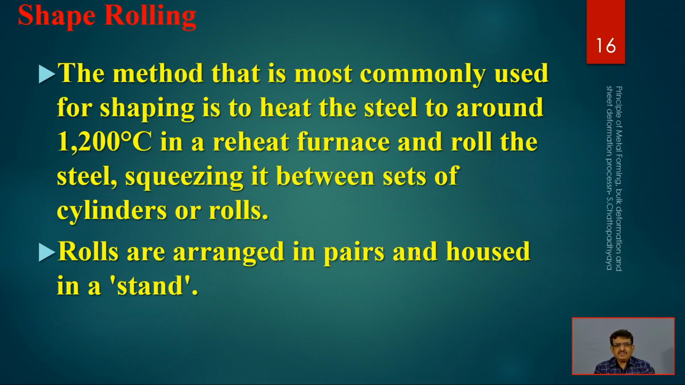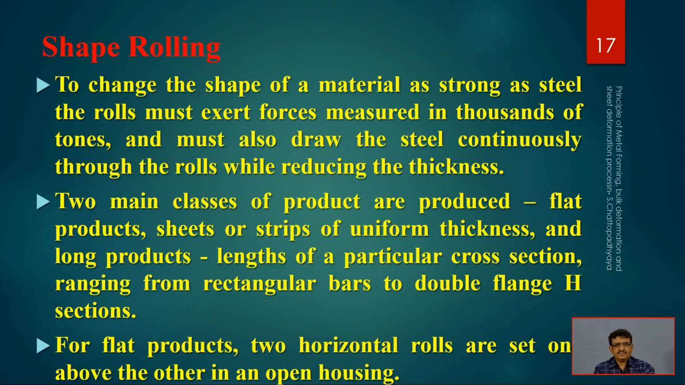So the method that is most commonly used for shaping is to heat the steel to around 1200 degrees Celsius in a reheat furnace. Sometimes if the temperature goes down and it is at room temperature, then you have to put it into the reheat furnace so that those things are hot enough, above recrystallization temperature, and easy for squeezing and giving shape. Rolls are arranged in pairs, housed in a stand, and on the basis of those stands the rolling activities are implemented.